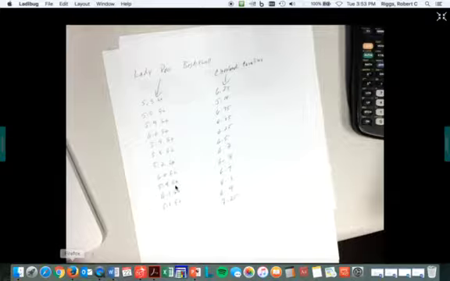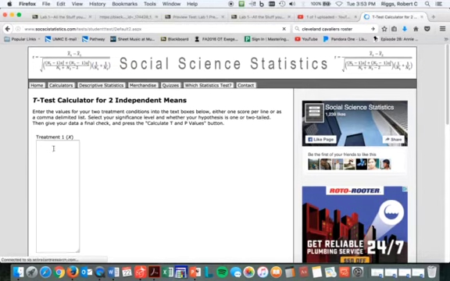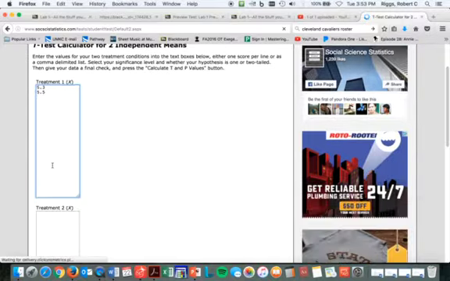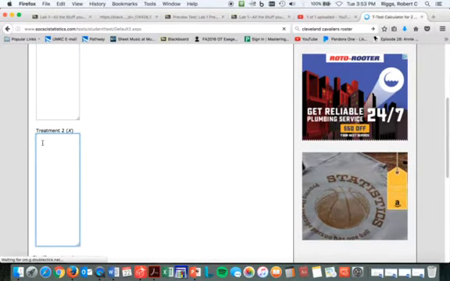So when we come to it, Lady Roos will be my treatment 1. And notice, I just put in the 5.3, and I just keep going, the 5.5, and so on. You put in all the Lady Roos that way. I'm not going to bore you with doing all that. And then you come down here.